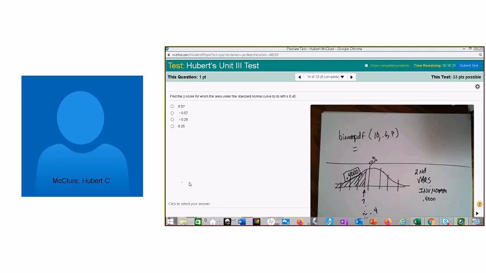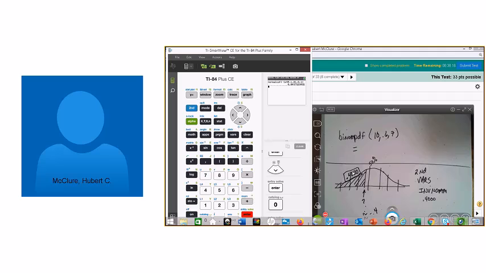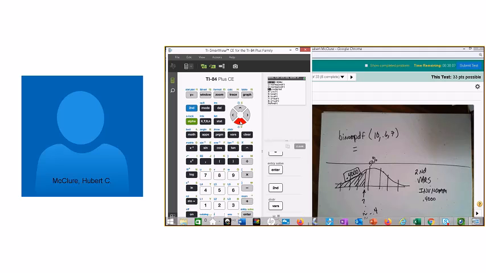All right, so let's see what the calculator says. Second vars. I've got to show y'all how to do it. Inverse norm. Thank you, Miss McCann. Area is 0.4. I'm not going to put all the zeros because I'm not going to fool with that menu bar.